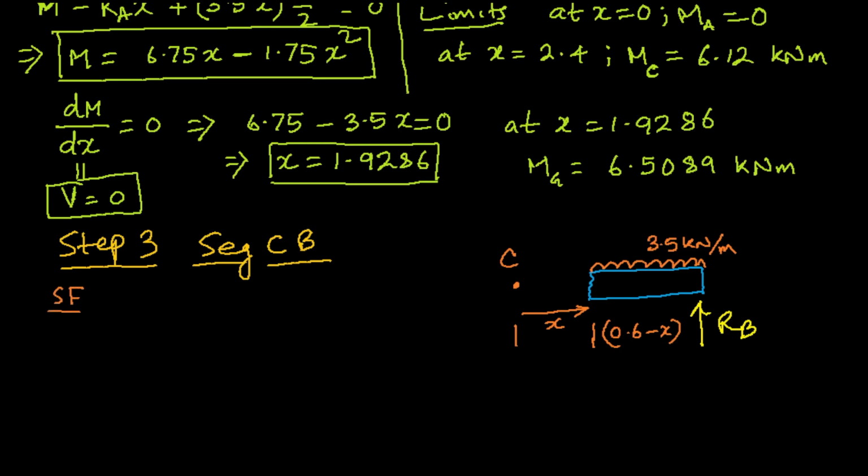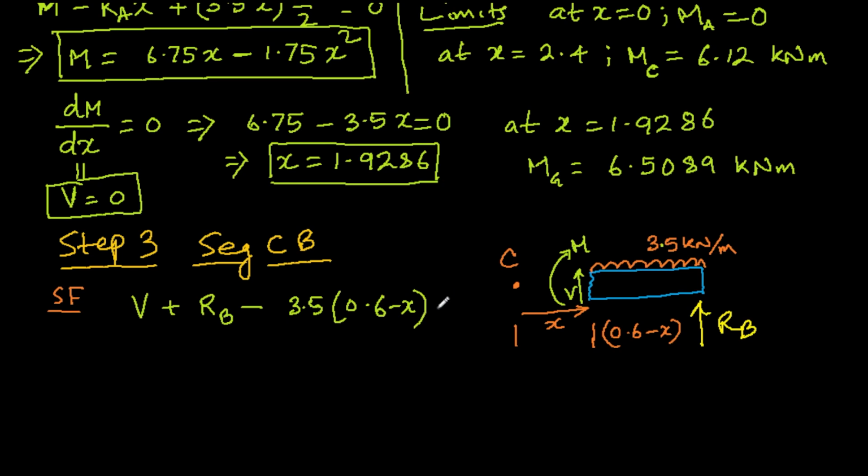So let me draw the positive convention for the moment and for the shear force. So that's V. Okay, so when you calculate for V, you have to write V upwards plus RB upwards minus this one, which is 3.5 times 0.6 minus x. So that's the load which is coming here.